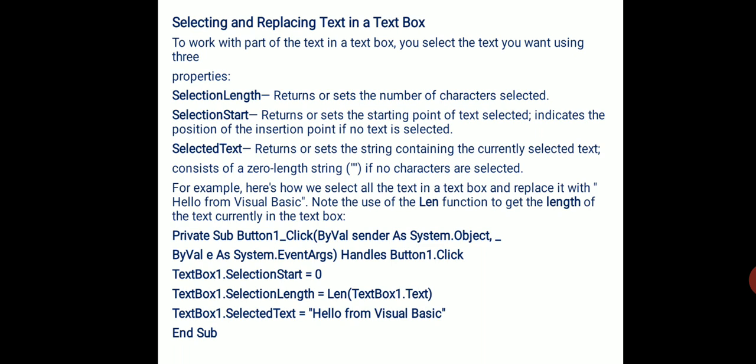And SelectedText equal to "Hello from Visual Basic". So the text "Hello from Visual Basic" will replace the text of text box 1. When you click button 1, the text of text box 1 will be changed to "Hello from Visual Basic."